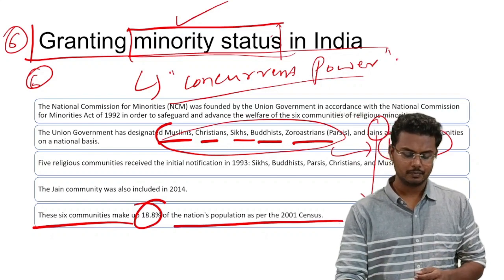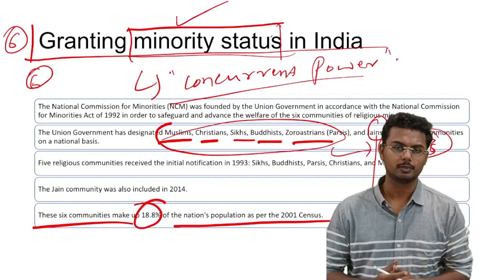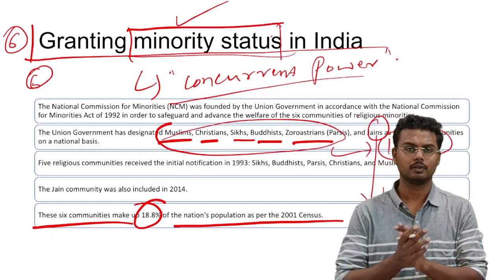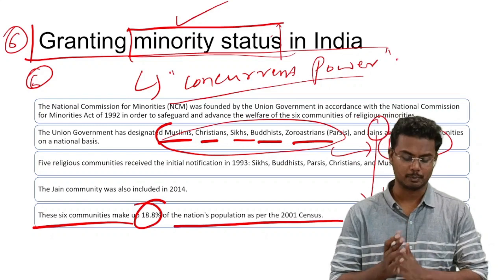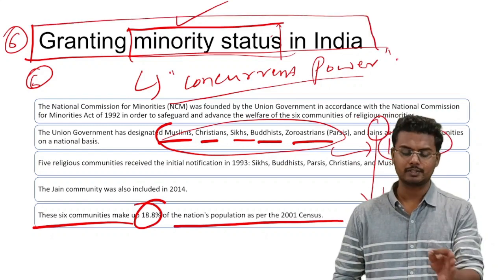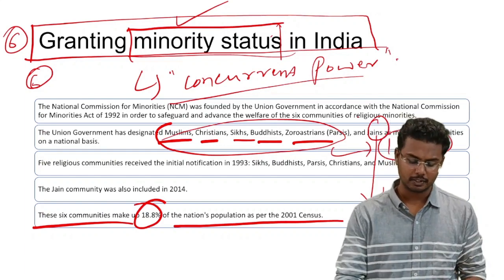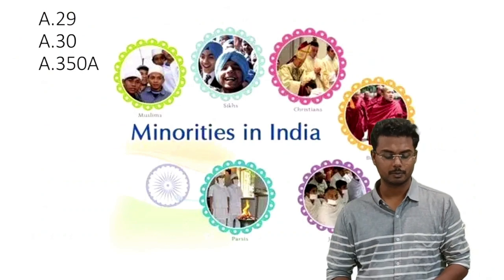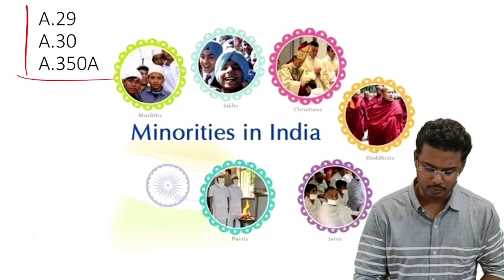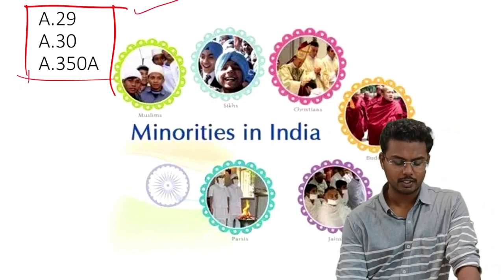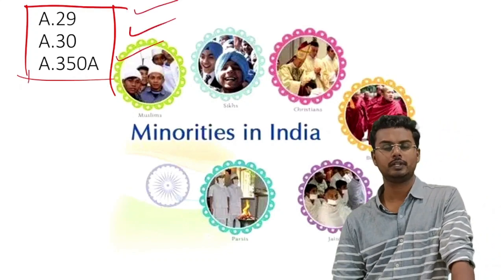So that's the reason a case was filed in the Supreme Court regarding the powers of granting minority status to various communities. So the center has clarified that both central as well as state governments have this particular concurrent power of granting minority status to various communities, and various constitutional provisions concerned with the minority include Article 29, Article 30, Article 350A.